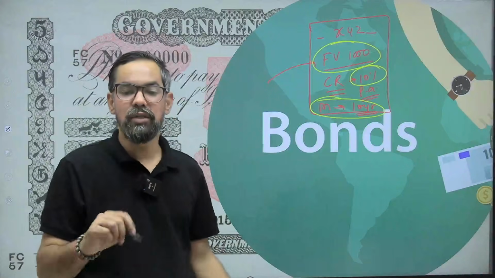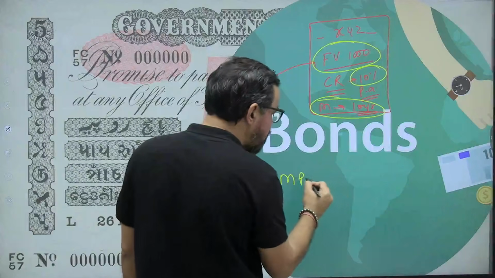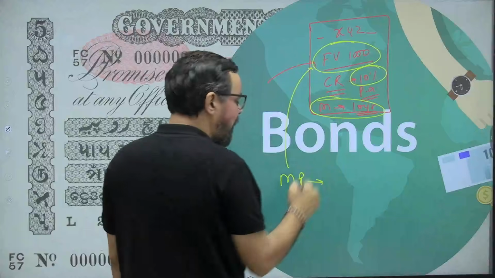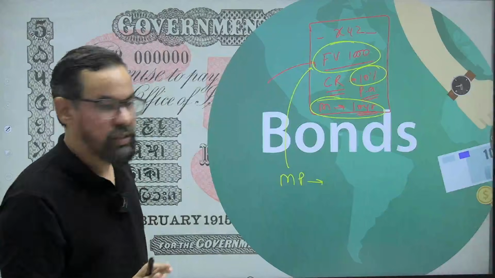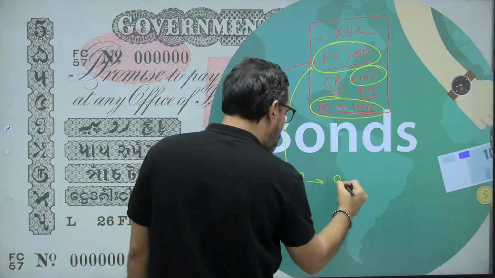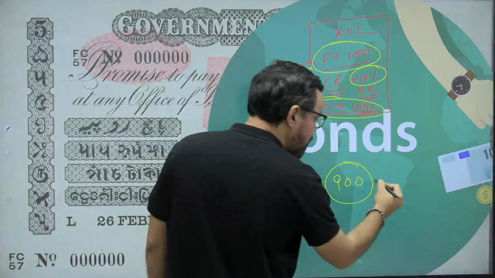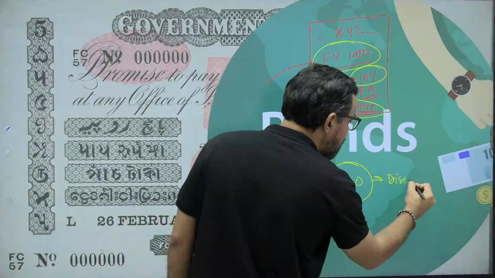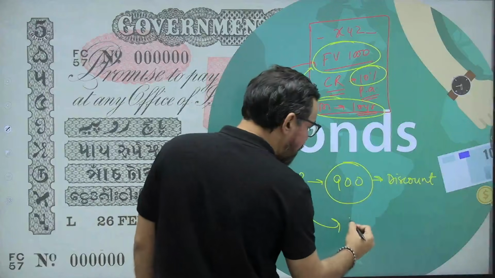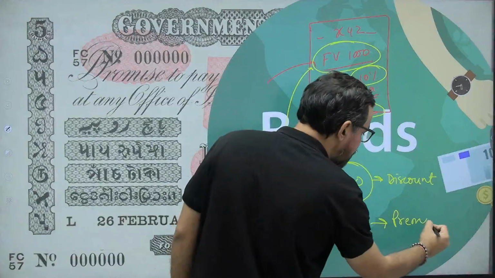Okay, so that's why sometimes their market price is different from their face value. So the market value can differ from the face value, right? Let's say the face value is 1000 and the bond is trading at 900. If it is trading at 900, that means it is on discount. It is a case of discount here. And if the market value is 1100, it's a case of premium.